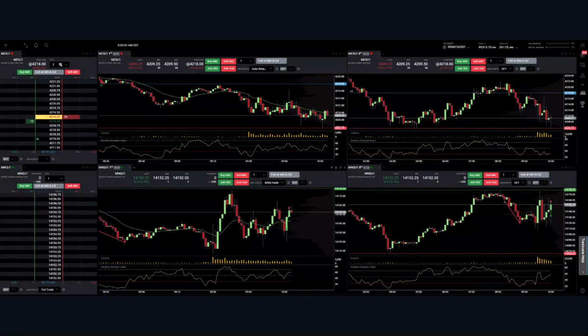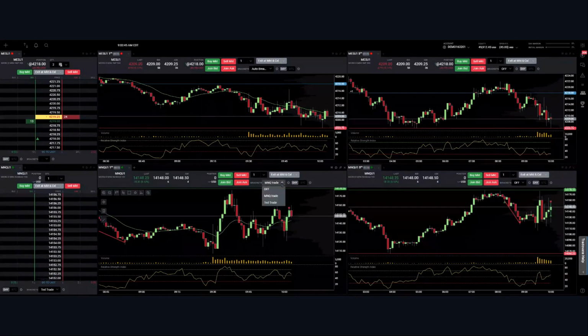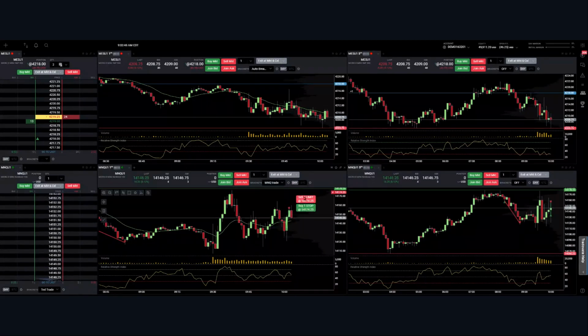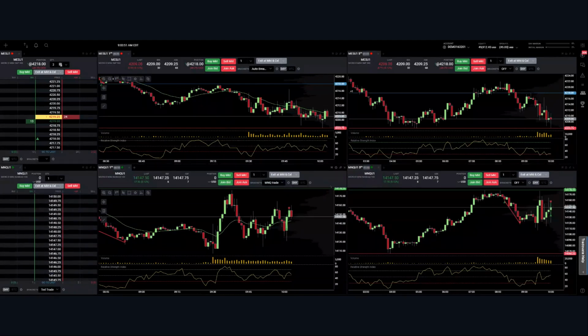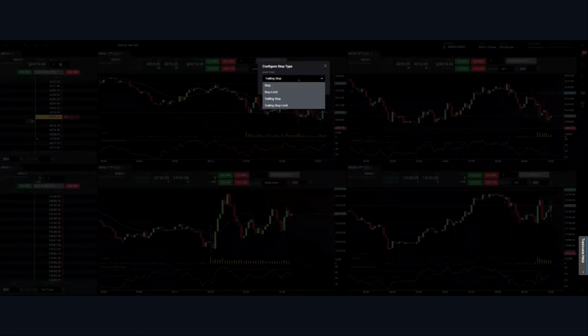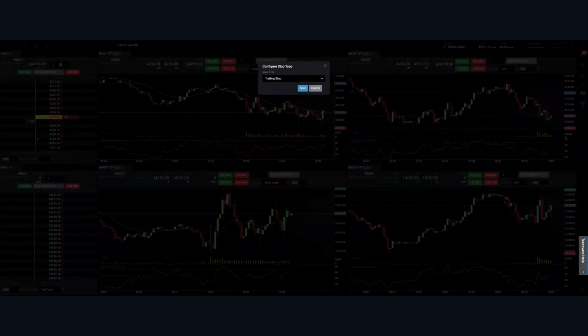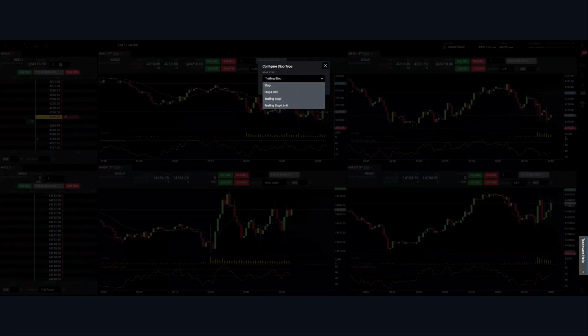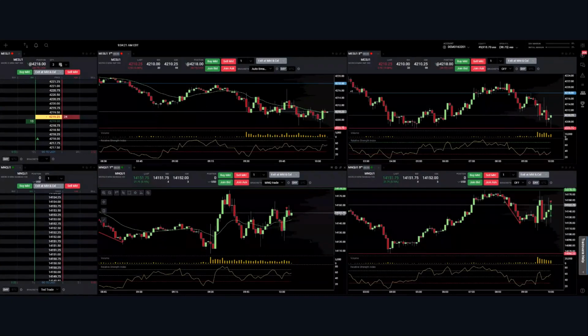The bracket orders are right here. These are the brackets, and I've created a few here. Then here are your settings, and this is important, especially the stop type. You want to select the stop type here, and I have trailing stop, and this is for your normal trading without any brackets. You can select stop limit, trailing stop, or trailing stop limit. What I usually use is just a plain stop or trailing stop, and that's all I use.